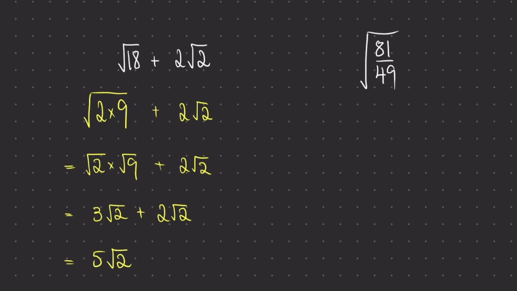Let's look at the example on the right. This, of course, is a division. So let's go back to the rule that we found at the very start of the lesson. We're going to split this surd up into the root of 81 divided by the root of 49. 81 and 49, if you remember your square numbers, will simplify to 9 over 7. We don't have to simplify that fraction any further, and we can leave the answer like that.